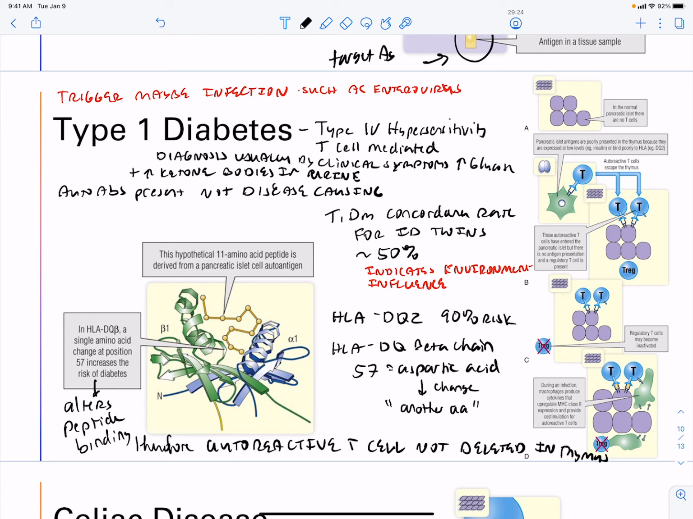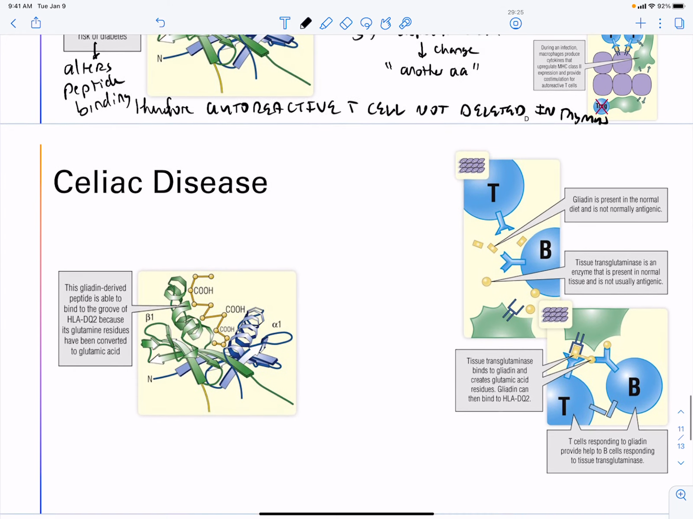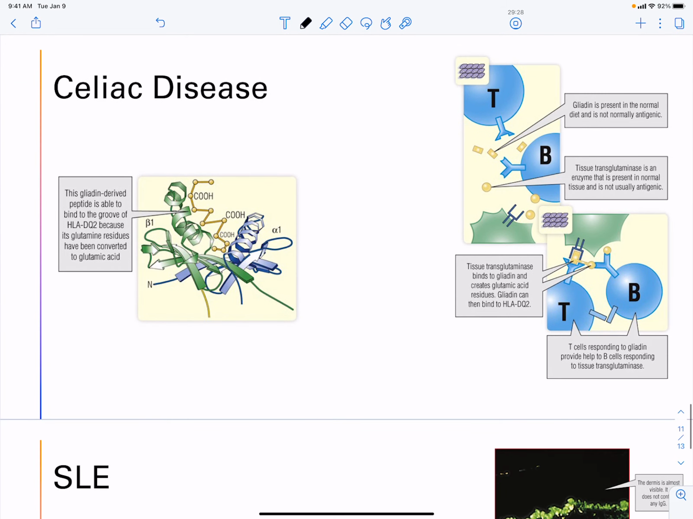Okay, so this is thought to be, the little pictures there are just an idea about how this actually occurs. Now, celiac disease is also going to be a type 4. So this is going to be T cell mediated.